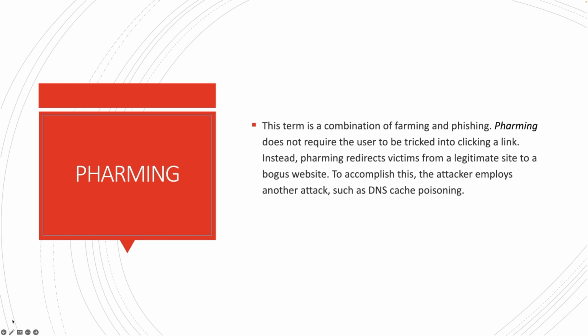Pharming. This term is a combination of farming and phishing. Pharming does not require the user to be tricked into clicking a link. Instead, pharming redirects victims from a legitimate site to a bogus website. To accomplish this, the attacker employs another attack, such as DNS cache poisoning.